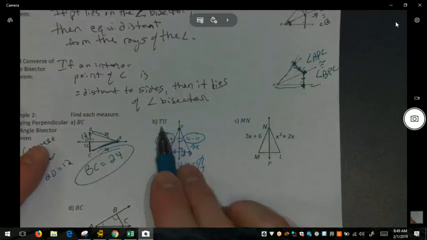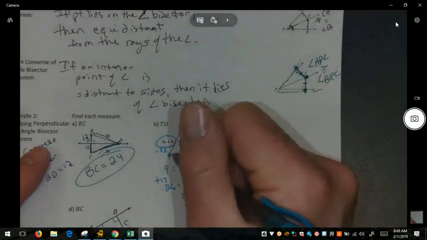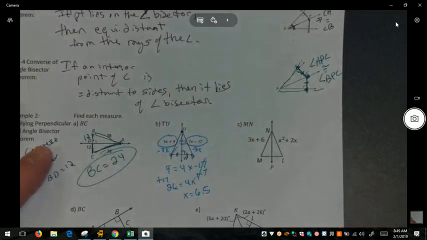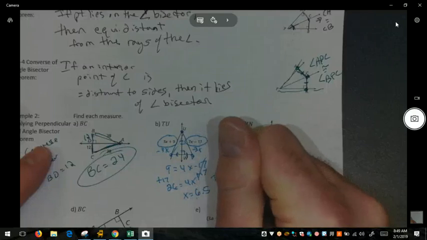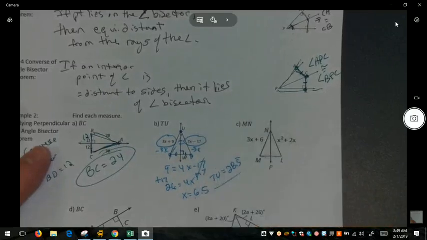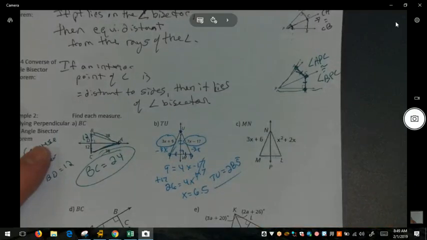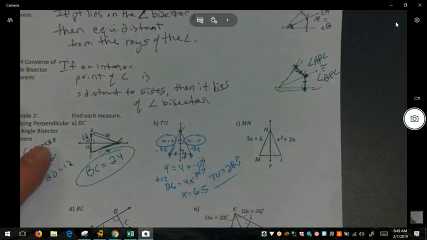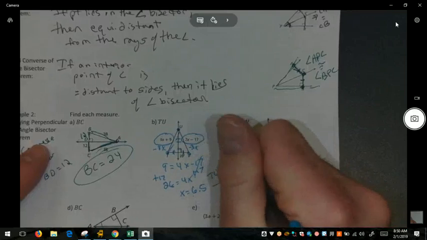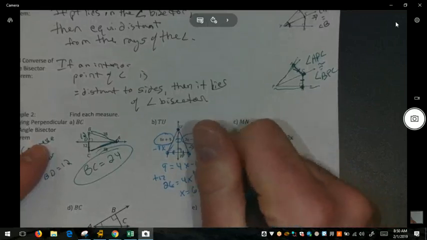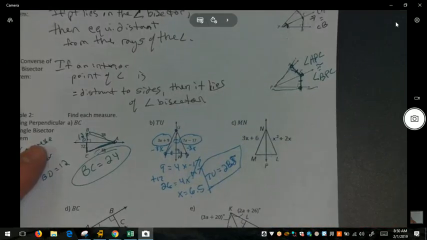They didn't ask for x, they asked for TU. TU is 3 times x plus 9, so I'm going to multiply my 6.5 by 3, plus 9. So TU is 28.5. If I plug that in, 7 times 6.5 minus 17 also gives me 28.5, so I know I found the value of x correctly, and I have the correct answer for TU, 28.5.